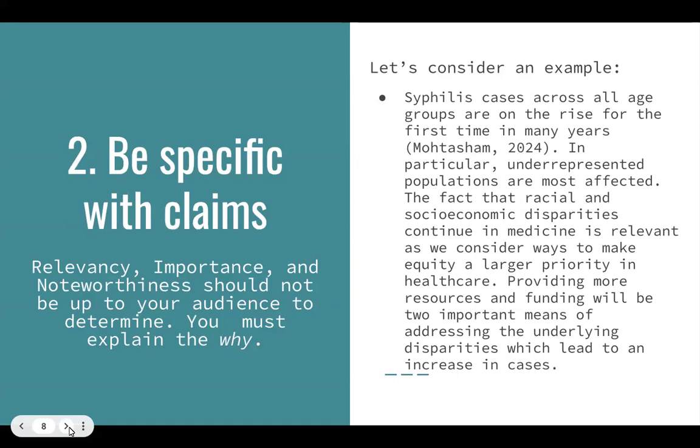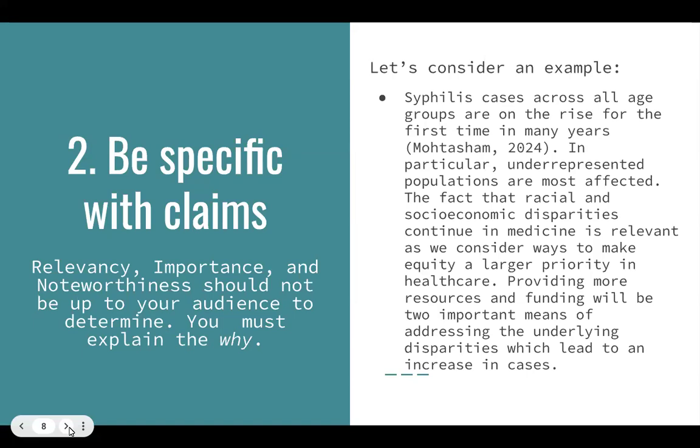Syphilis cases across all age groups are on the rise for the first time in many years. In particular, underrepresented populations are most affected. The fact that racial and socioeconomic disparities continue in medicine is relevant as we consider ways to make equity a larger priority in healthcare. Providing more resources and funding will be two important means of addressing the underlying disparities which lead to an increase in cases.